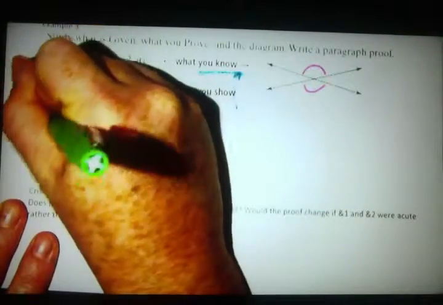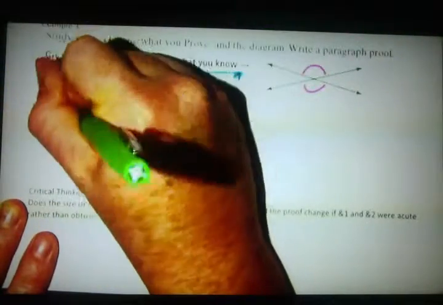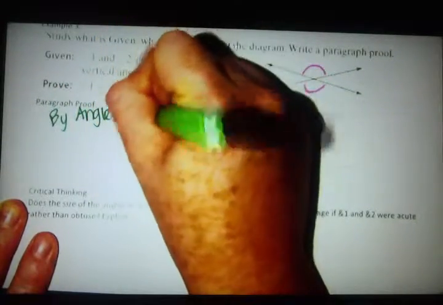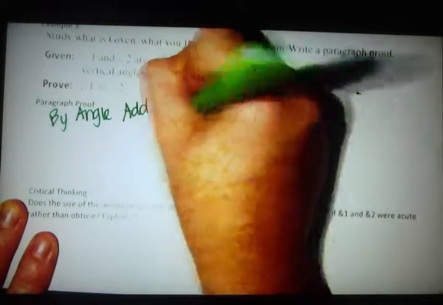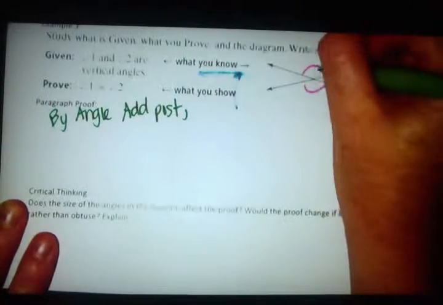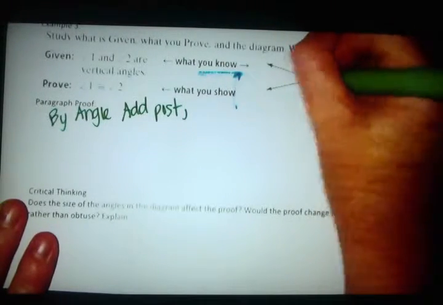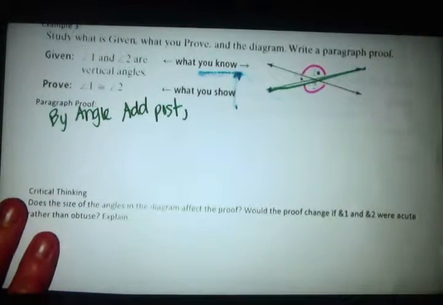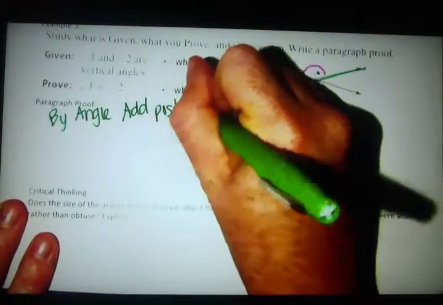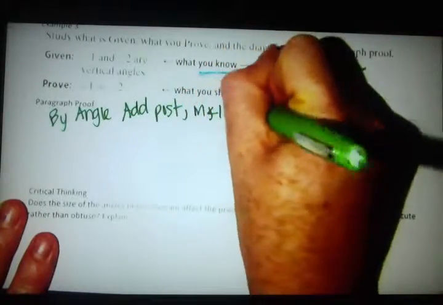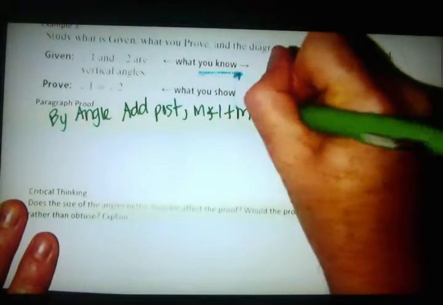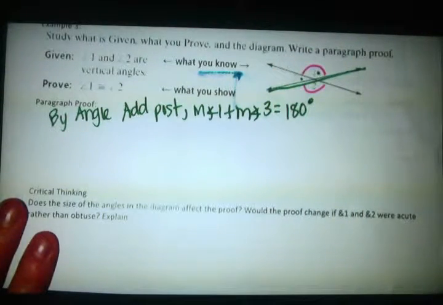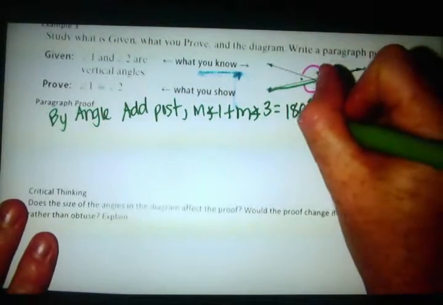So, firstly, write this with me. Angle addition postulate. We're going to say the measure of angle 1 plus the measure of angle 3 is 180 degrees. So let's say that. The measure of angle 1 plus the measure of angle 3 is 180 degrees.